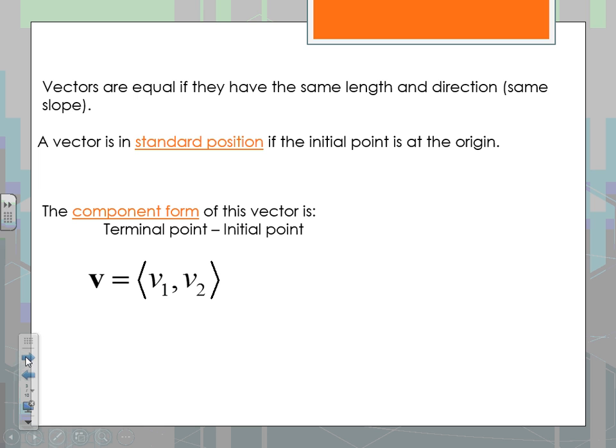Component form is this. We get it by taking terminal point minus initial point. It's basically telling you the horizontal and vertical components. So V1 would be how far you would go over horizontally. V2 would be how far you would go up vertically.